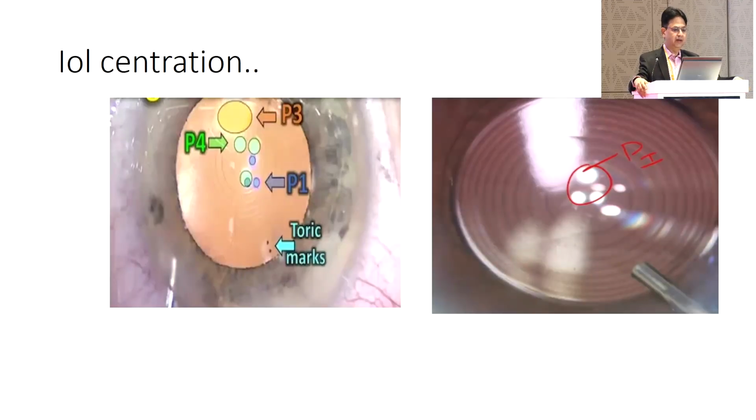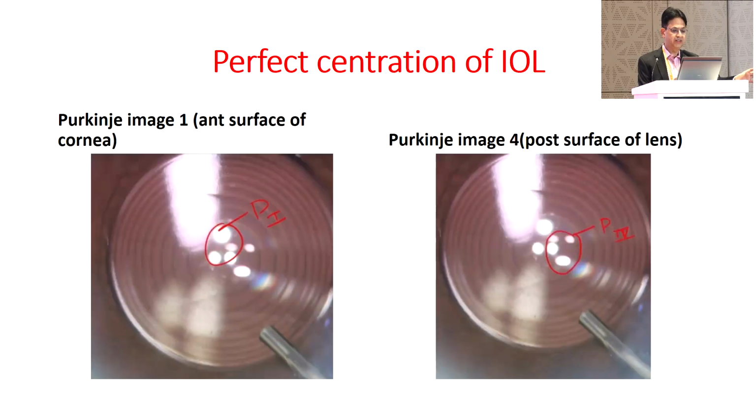Eye centration, I would like to add along with the previous speakers, you have to see the Purkinje images 1, 2 and 3. Purkinje image 1, with the base down, is on the anterior surface of the cornea. Purkinje image 2, we cannot see, is on the posterior surface of the cornea. Purkinje image P3 is on the anterior surface of the lens, it is just the reflection on the lens. And P4 is the Purkinje image 4 with the base upwards. So we have to coincide P1 and P4 images after the surgery for the proper centration of the lens.